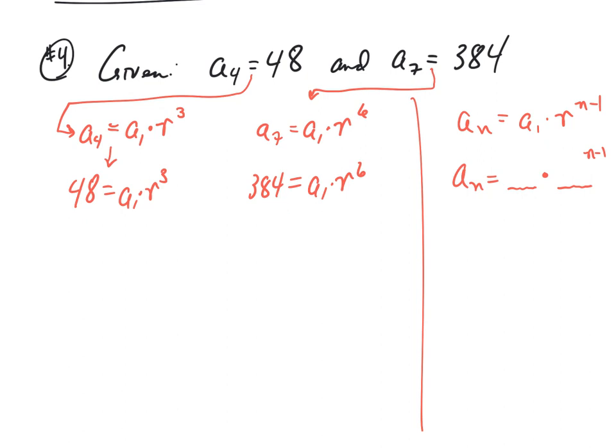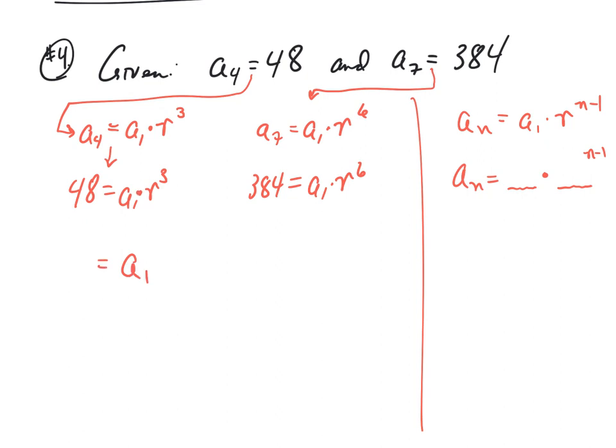Because of the multiplication here and the multiplication here between the a1 and the r, elimination's not going to work. Elimination can't work. So instead what will work is the other basic method you might remember, which is substitution. So what I'm going to choose to do is solve this equation for a1.